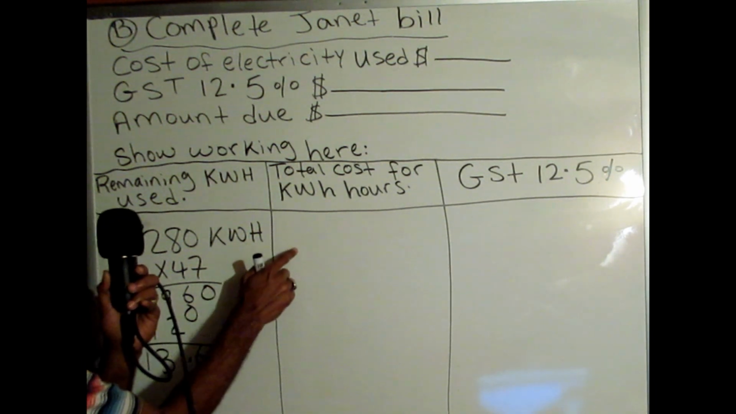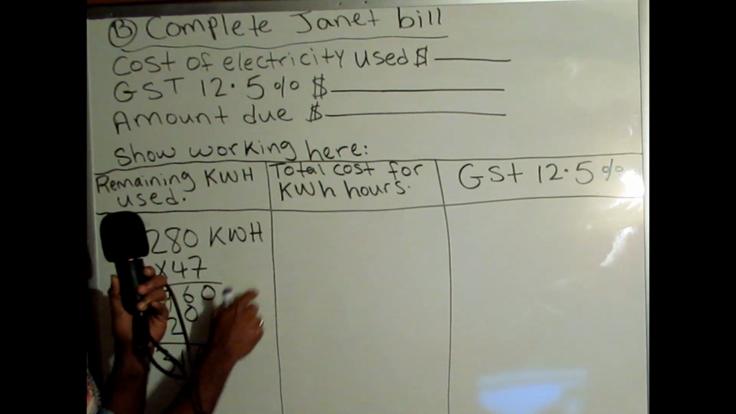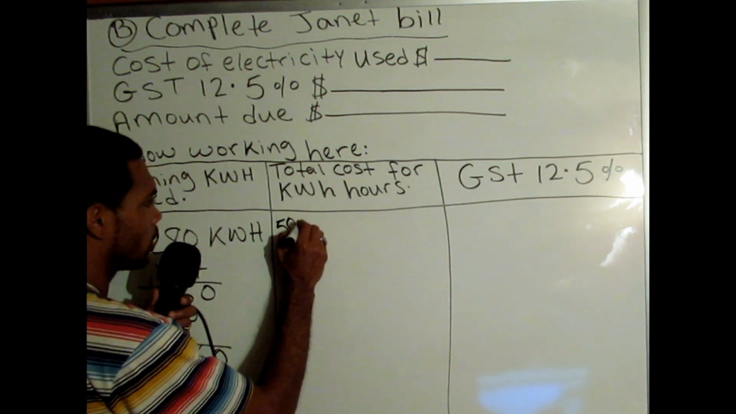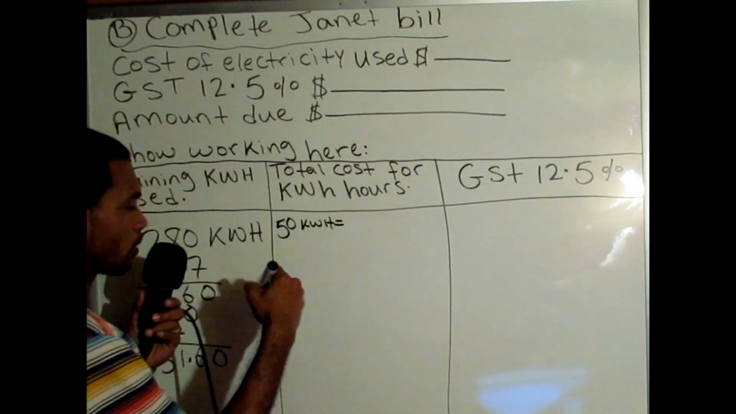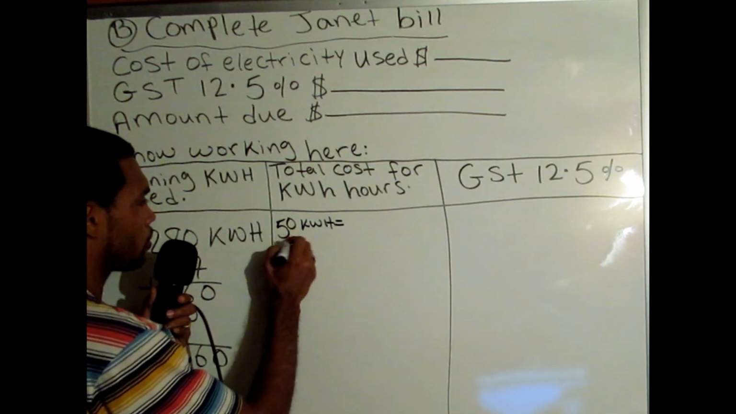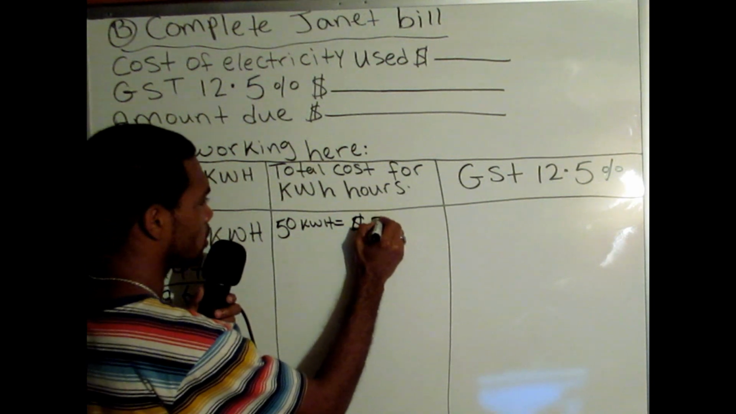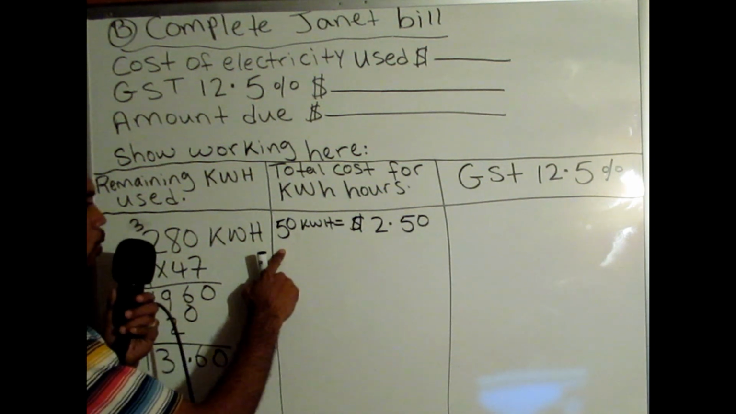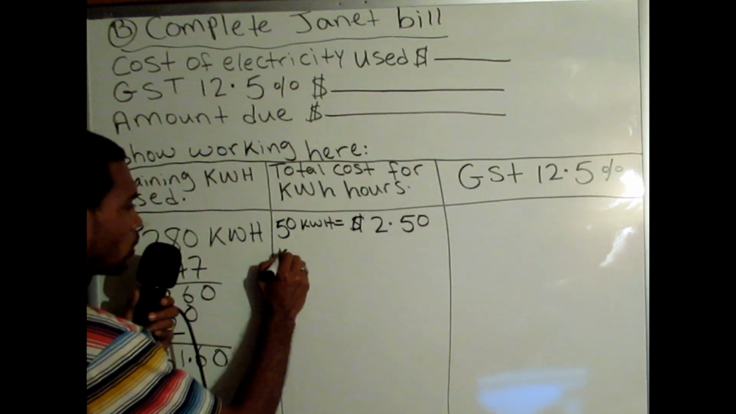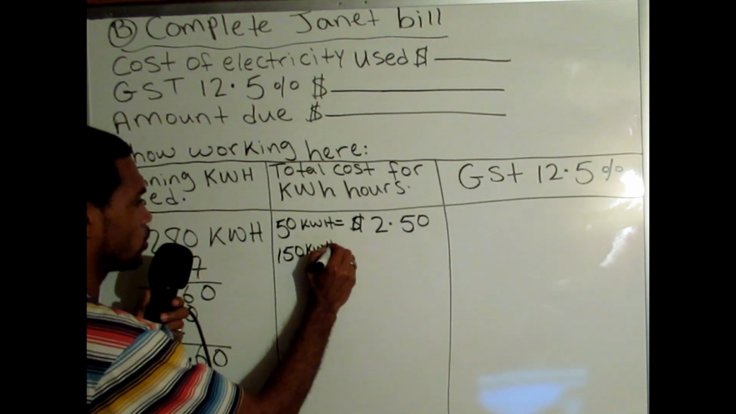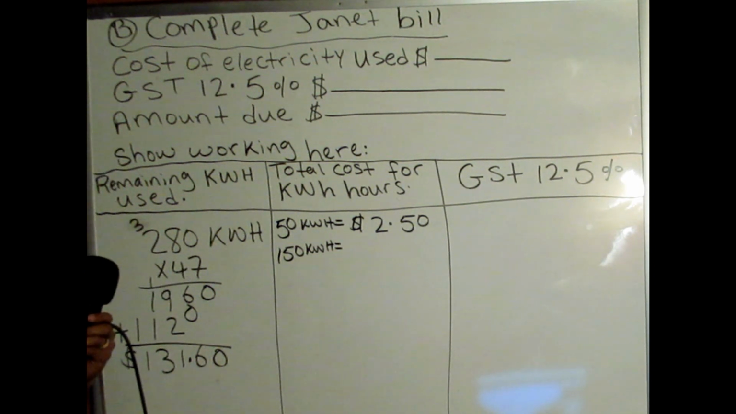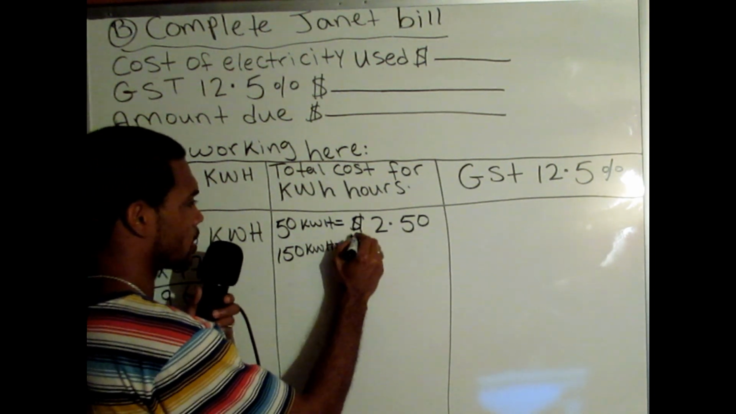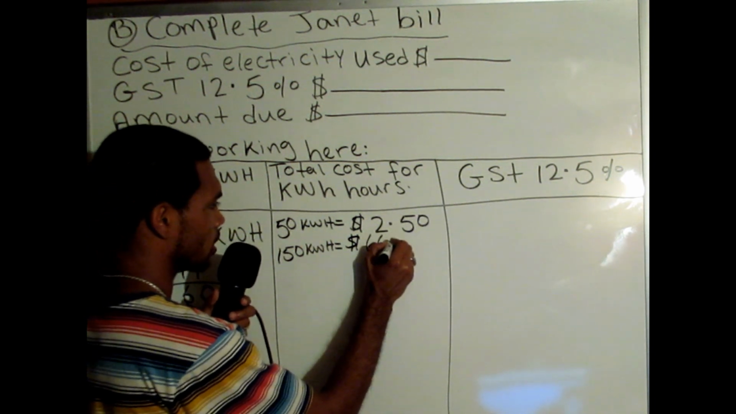We go to the second part that says total cost of the kilowatt hours. The first amount of kilowatts that Janet used was 50 kilowatts, and that 50 kilowatts was at 5 cents. And when we multiply this by 5 cents, it was $2.50. Then we go back to the box where it says the next 150. So the next 150 kilowatts that Janet used, we multiply it by 44 cents. When we multiply the next 150 kilowatts by 44 cents, we got $66.